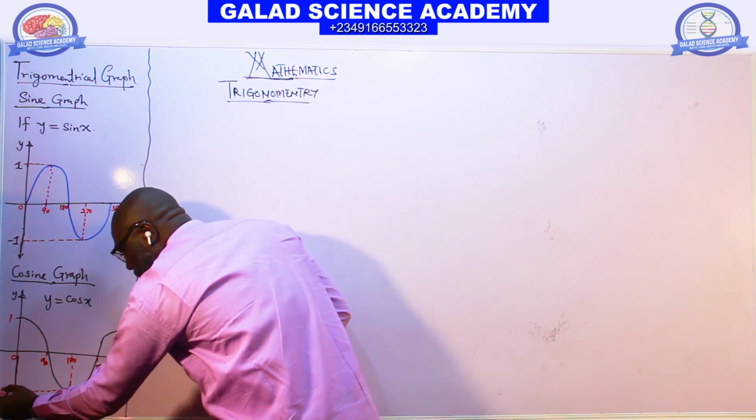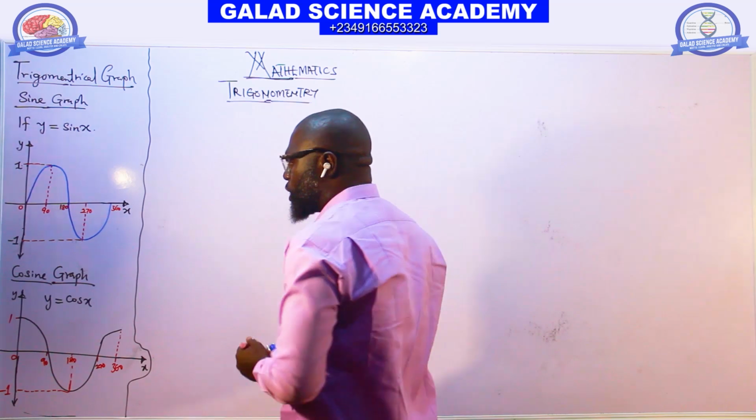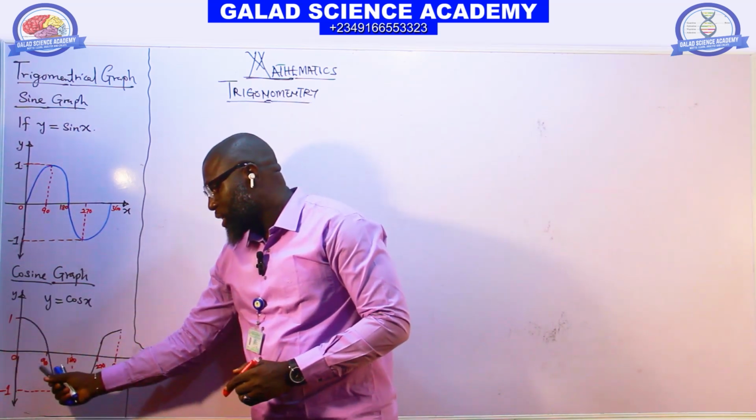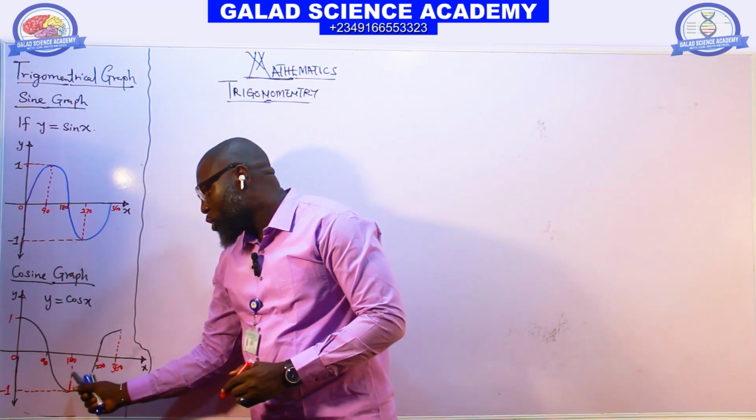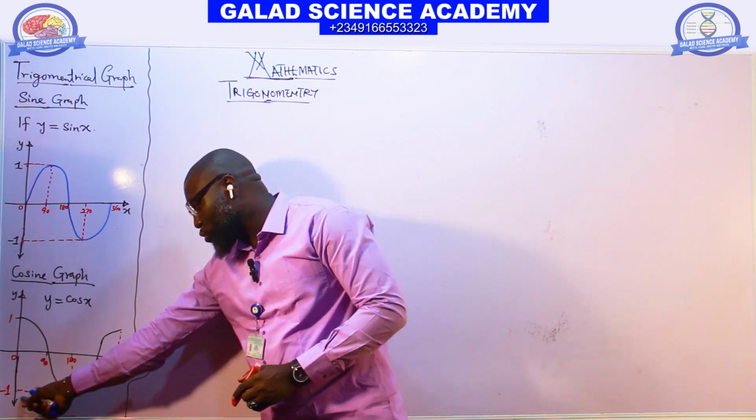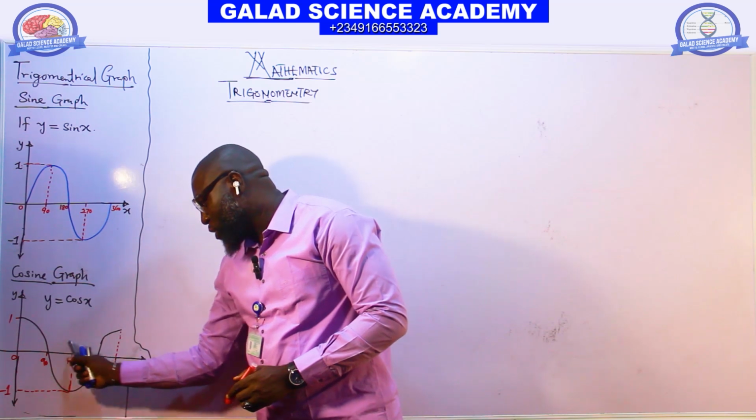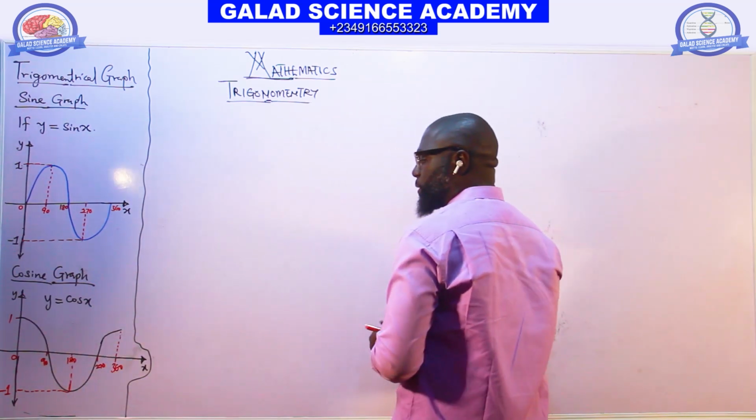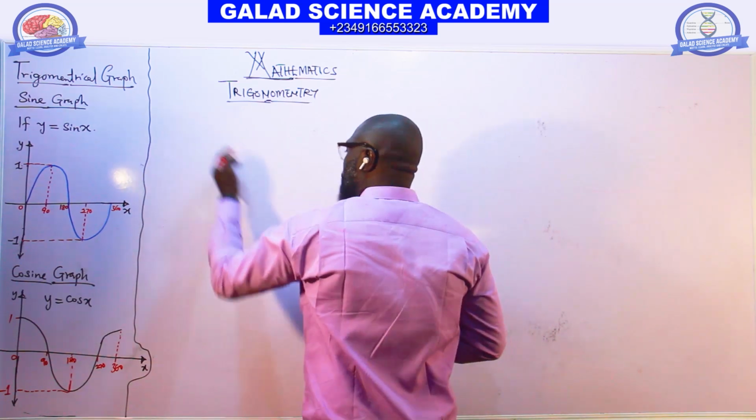Yes. So if you press cos 0, it will give you 1. Cos 90 will give you 0. Cos 180 will give you minus 1. Cos 270 will give you 0. Cos 360 will give you 1. So, yeah, that is the multiple of cos.